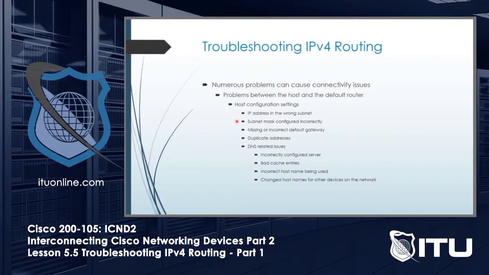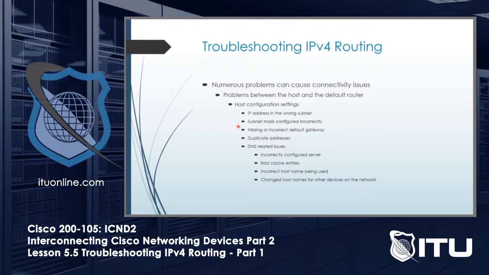Subnet mask configured incorrectly. That's really the same symptoms. One machine is most likely affected and can't communicate with anybody because the subnet mask is wrong. So that machine thinks it's on a different network than everybody else, even though the IP addresses might match. It shouldn't be able to communicate with anybody, including the default router.